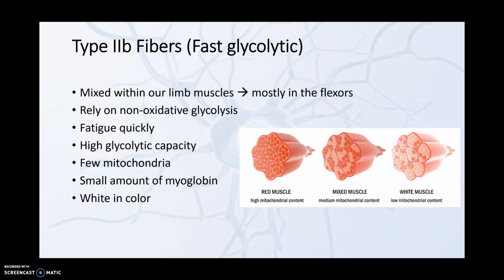So if we were to take a muscle sample or biopsy and we were to see type 2b fibers, we would see that they have very few mitochondria. They have high glycolytic capacity. They fatigue very quickly, and they have small amounts of myoglobin, and they are white in color versus red in color because of the decrease of myoglobin, and they don't have as rich of a blood supply as compared to the type 1 muscle fibers.